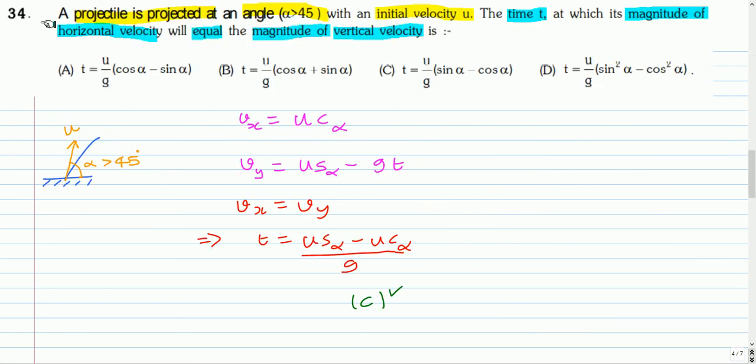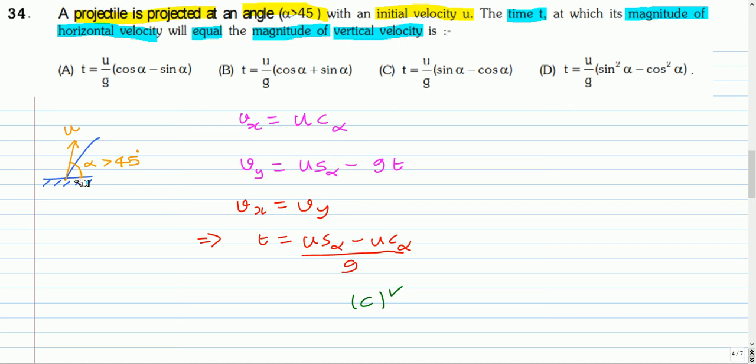This is the next question. A projectile is projected at an angle alpha greater than 45 degrees with initial velocity u. The time t at which the magnitude of the horizontal velocity is equal to the magnitude of the vertical velocity is.